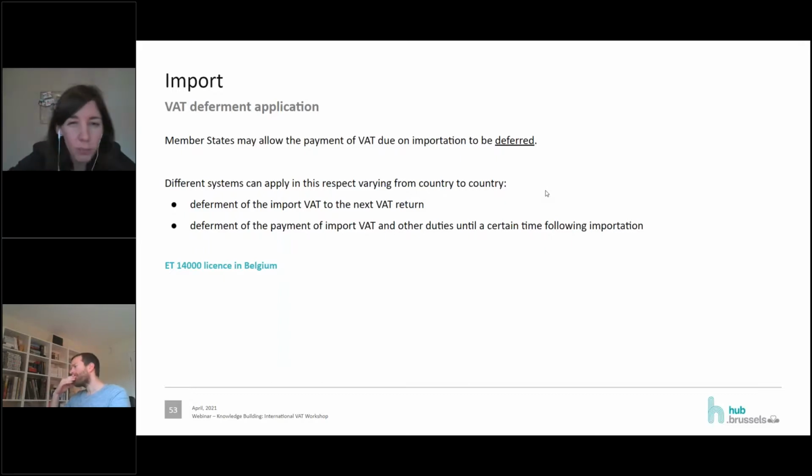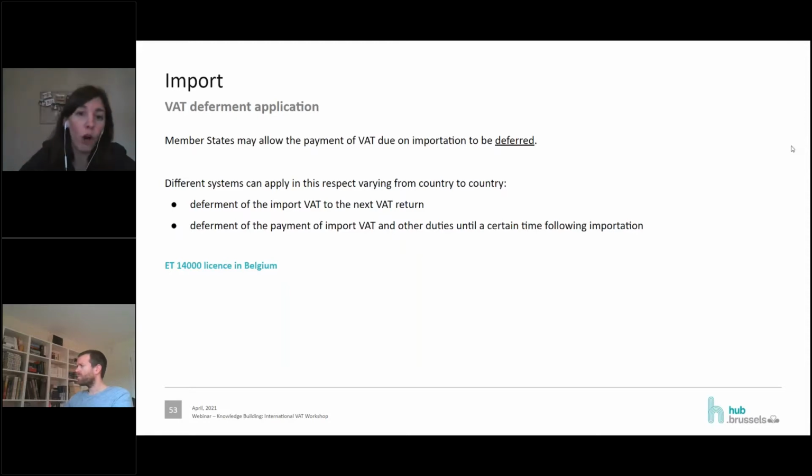Another one, I think Quentin mentioned that as well, is the VAT deferment application. In Belgium, we have the so-called ET 14,000 license, because import VAT is in principle due upon import. So at the border, you need to pay the import VAT, and then you can refund this import VAT a little bit later on via your VAT return. Via this license, it enables the company not to pay directly the import VAT at the border, but to shift this payment of the import VAT to your next VAT return, which is good because you will pay import VAT and you will deduct it at the same time in your VAT return.